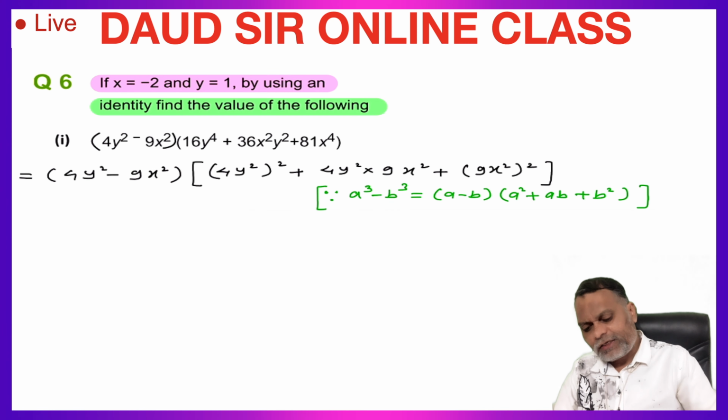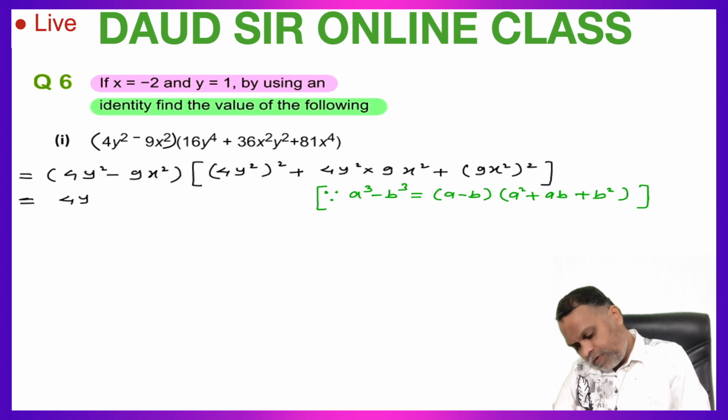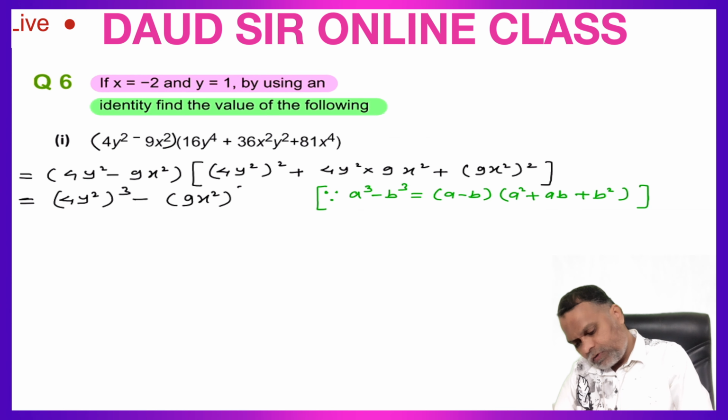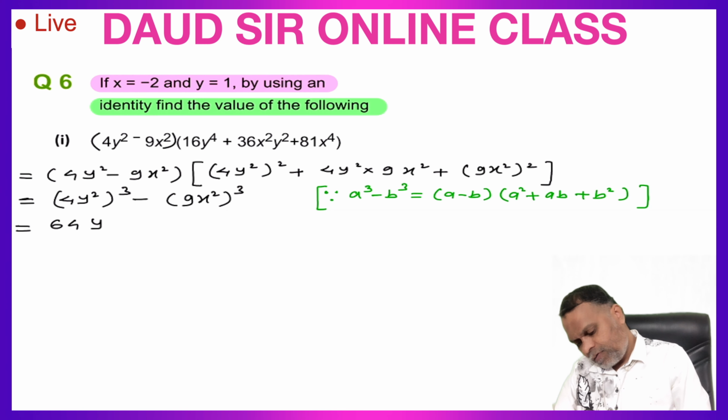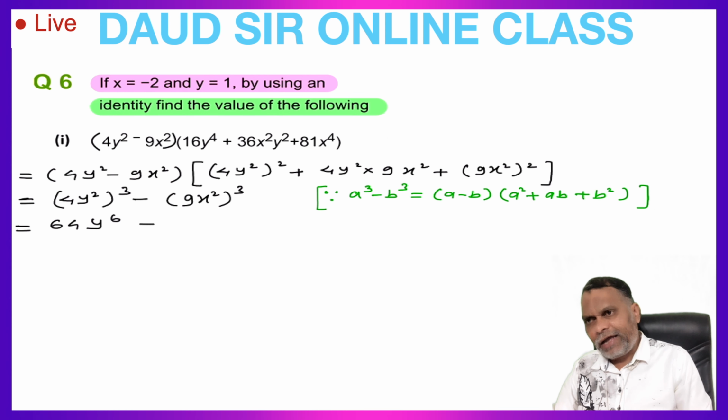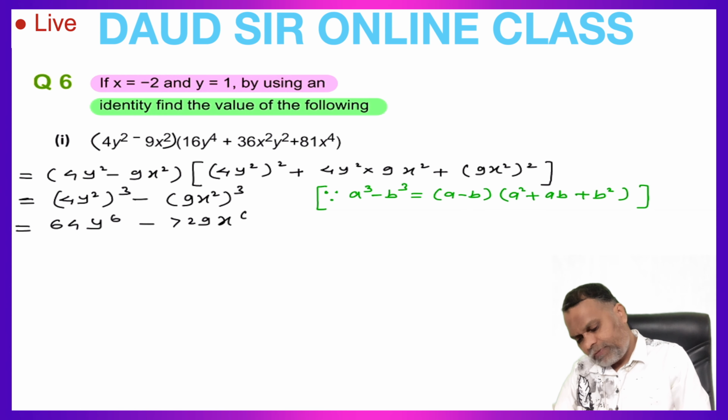We can write this a cube minus b cube is equal to a minus b into a square plus ab plus b square. So a is equal to 4y square and b is equal to 9x square. So which is equal to 4y square whole cube minus 9x square whole cube, which is equal to 4 4s are 16, 16 4s are 64, y raised to the power 6 minus 9 9s are 81, 81 into 9, 729 x raised to the power 6.